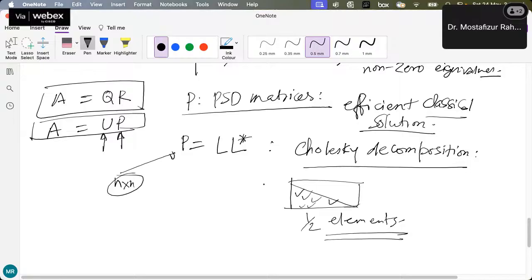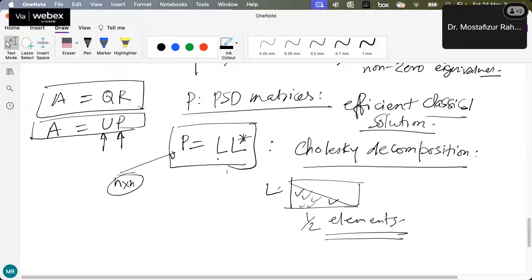So you already designed some L which contains half of the elements. So you need not compute L again, because you already have that memory. This L is already saved in some computational memory, right? So you can reuse that and compute a decomposition of the matrix in LL star form. So this heavily reduces the computational cost. Now I say heavily. What is that? Let's quantify that amount.